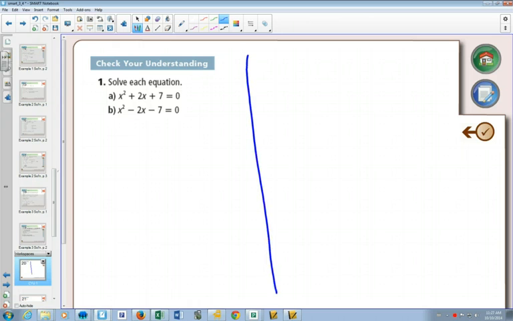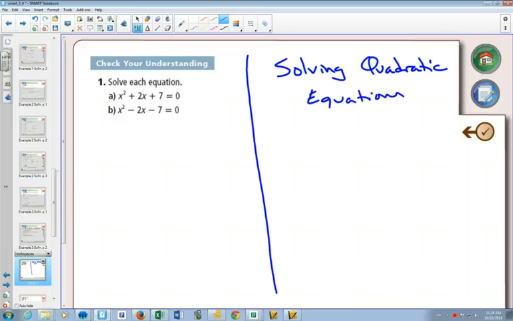Now, a little summary so far, because all of this chapter has been about solving quadratic equations.